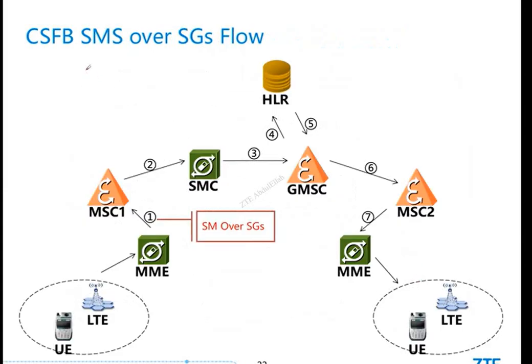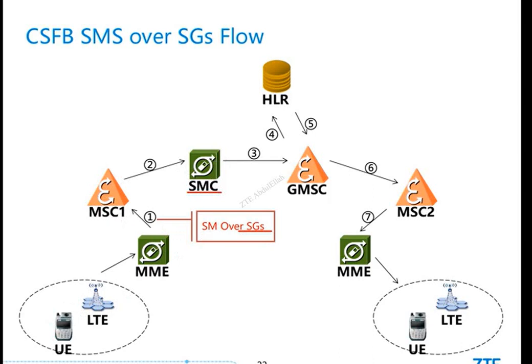And this is the CS fallback short message over SGs flow. From the previous slide, we have already mentioned short message. For short message, the UE has no need to fall back because of the SGs interface. So if the UE wants to send a message to another UE, how to do it? The UE will send the short message to its MME, and through the SGs interface it is sent to MSC1 in the 2G and 3G network, and MSC1 will send the message to the short message center.